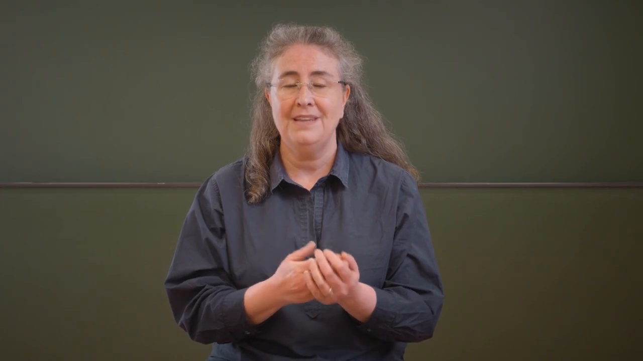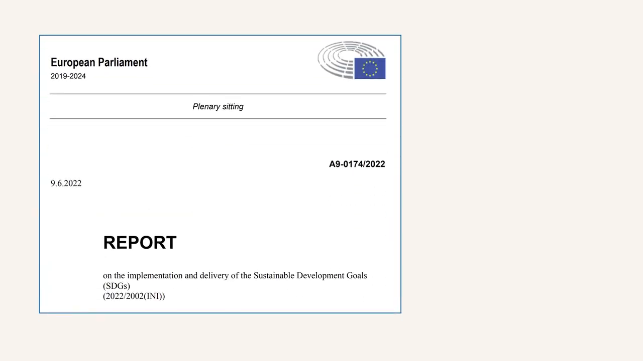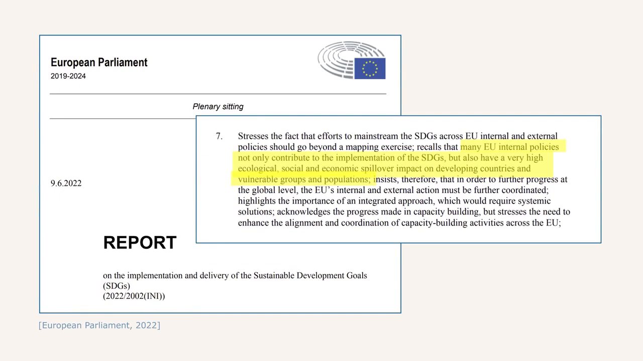The need to consider spillover impacts when mainstreaming the SDGs across the EU was called out in an SDG resolution adopted by the European Parliament in June 2022. This resolution noted that many EU internal policies not only contribute to the implementation of the SDGs, but also have a very high ecological, social, and economic spillover impact on developing countries and vulnerable groups and populations.